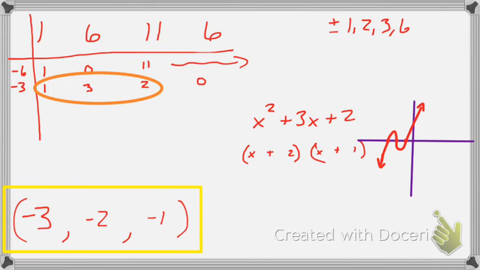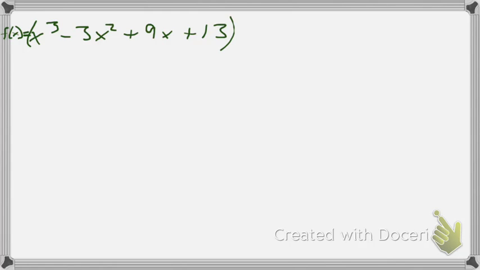Okay. Questions so far? All right, let's try again. f(x) = x^3 - 3x^2 + 9x + 13.